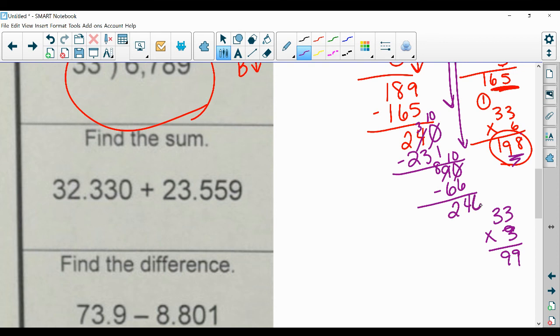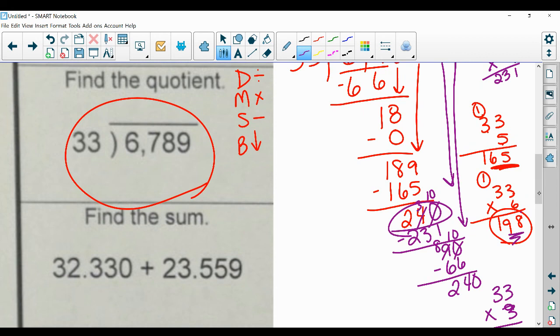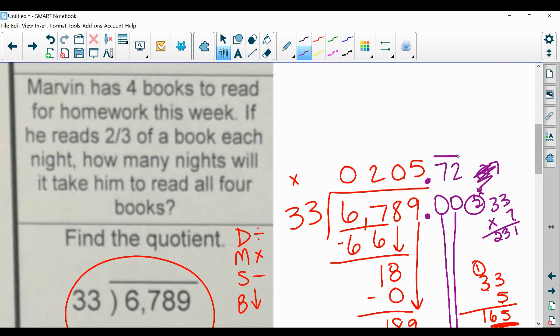And I end up with 240 again, which is going to put me right back in that same situation up here. So that means I'm going to start repeating these two numbers.